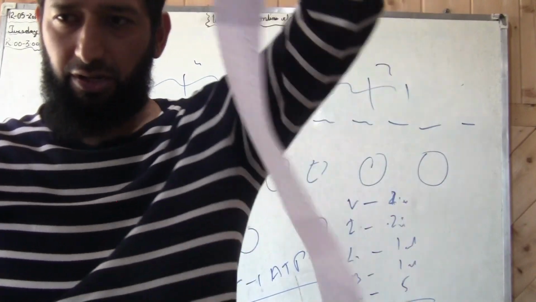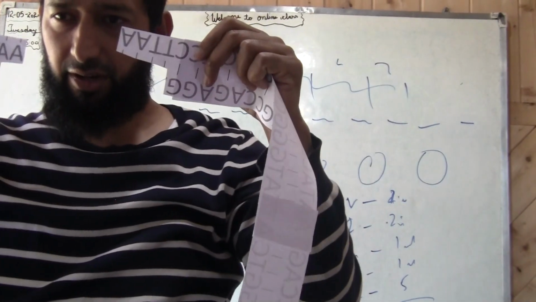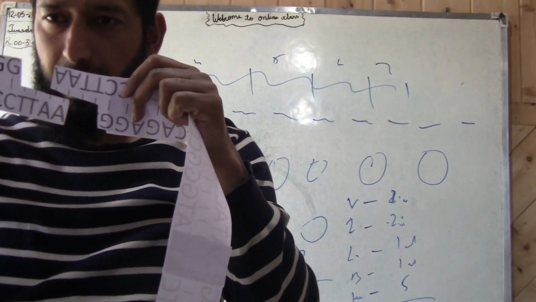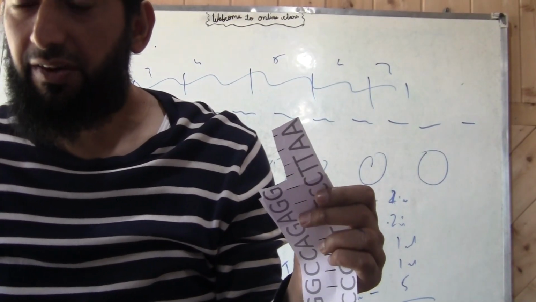So now this is the insert, and this is one end of the vector. Now they have to ligate, for example. Now we do the ligation at 37 degrees centigrade.